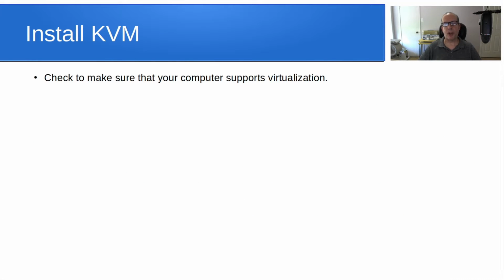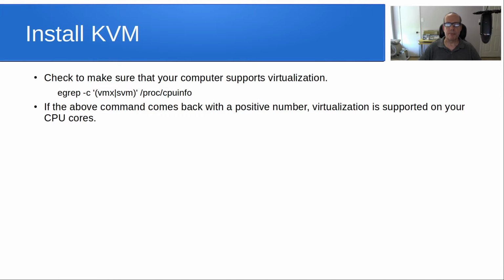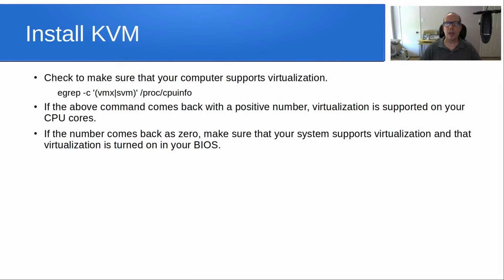So in order to install KVM, you want to make sure that your computer supports virtualization. And this egrep command will determine that. If that command returns a positive number, virtualization is supported on your CPU cores, and it will tell you how many cores. If the number comes back as 0, make sure that your system supports virtualization and also that virtualization is turned on in the motherboard BIOS.